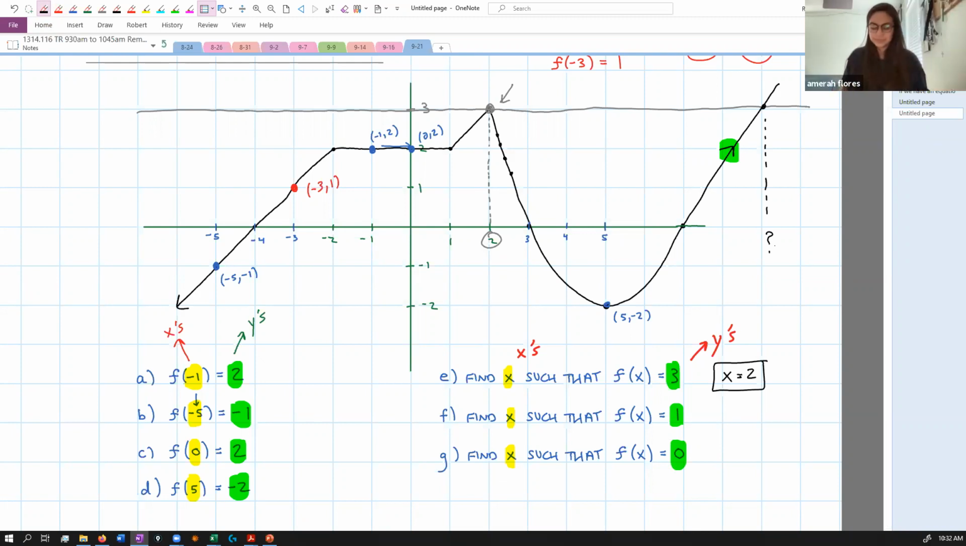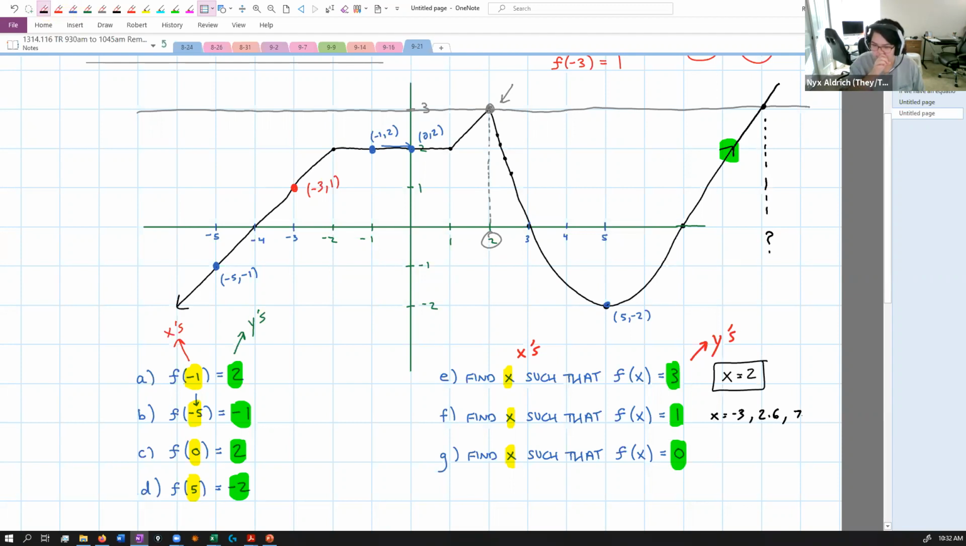How about the next one? Anyone feel like they want to try the next one? The next one's a little harder. I got -3, about 2 2/3, and then about 7.5. All right, whoa, 3 answers. This seems crazy. Let's see.